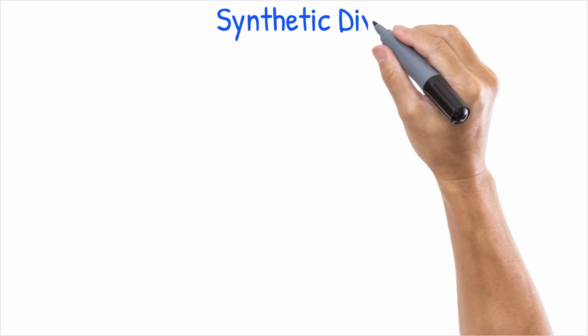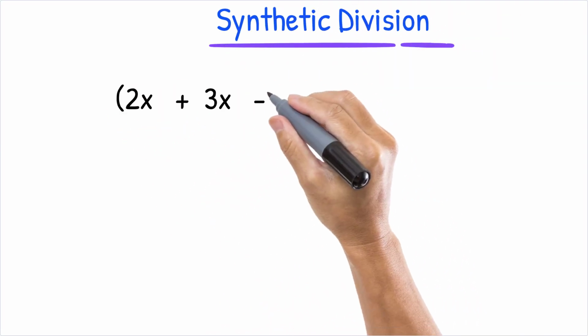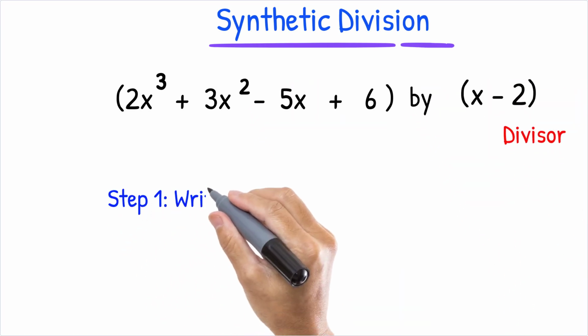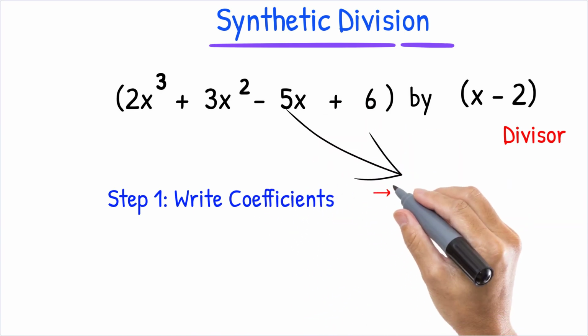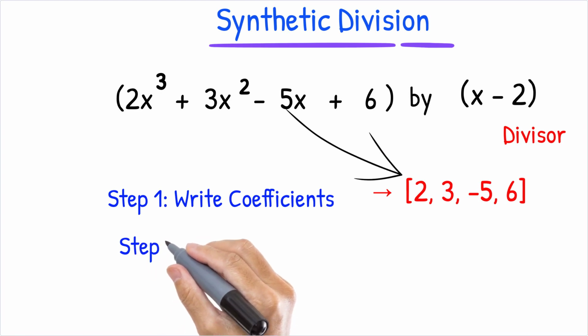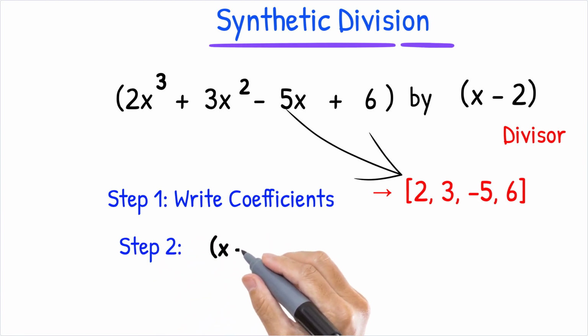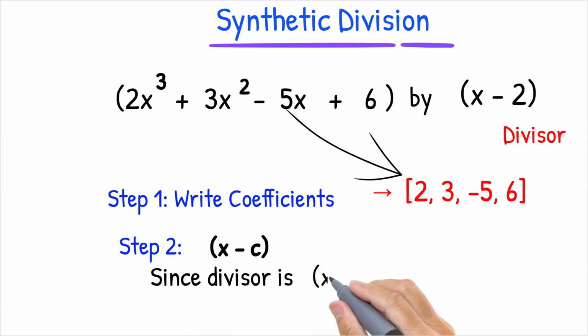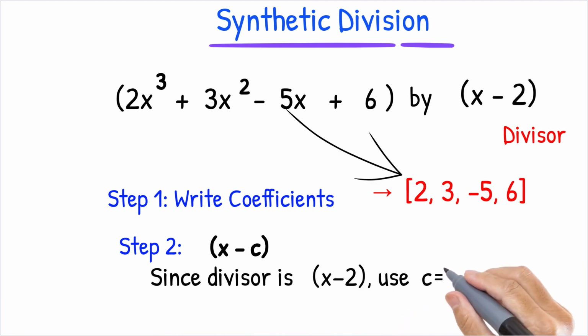Synthetic division. Let's learn the synthetic division method to divide polynomials. Step 1. Write the coefficients of the dividend. Coefficients are 2, 3, minus 5, 6. Step 2. Write the divisor in the form x minus c. Here, x minus 2 is the divisor, hence c equals 2.